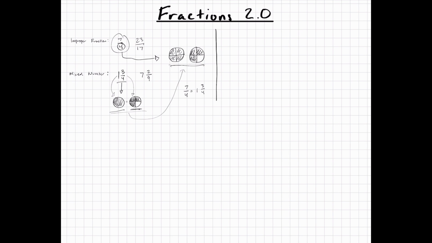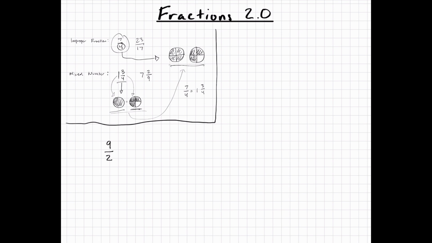I've put this off to the side so we still have it as a reference, but we have some room. Okay, so to convert between improper fractions and mixed numbers, let's say we have an improper fraction, for example 9/2. This is improper because our numerator is larger than our denominator. 9 is bigger than 2. Now how do we convert this to a mixed number? Well, here's what we do.